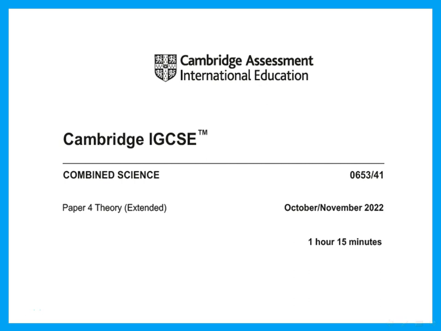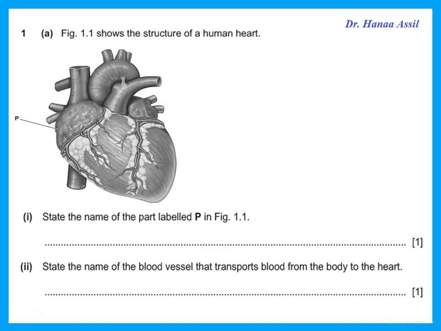So this is IGCSE Cambridge Combined Science, and this is paper 4.1 of November 2022. So let's take a look at the questions and discuss the answers.